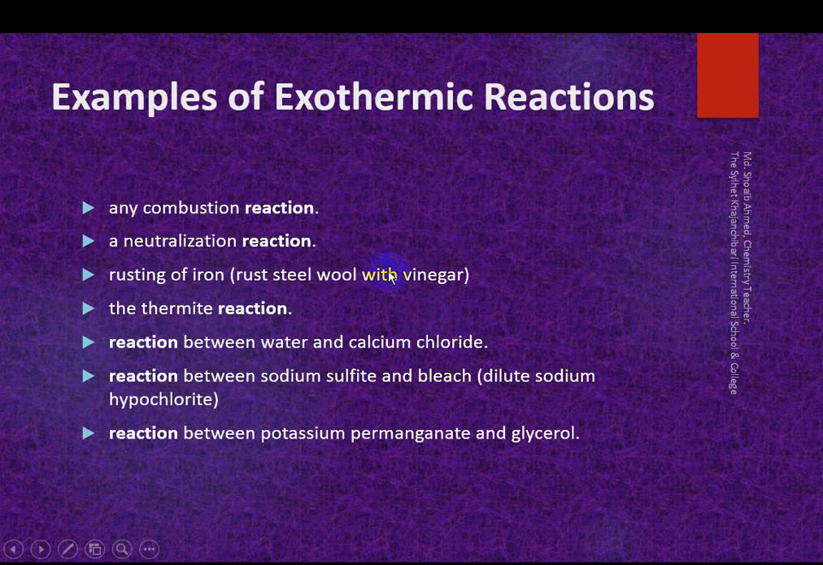Examples of exothermic reactions: any combustion reaction is an exothermic reaction. Any reaction with oxygen is a combustion reaction, like methane, CH4 plus oxygen; C2H6, ethane, plus oxygen; carbon plus oxygen. All combustion reactions are exothermic reactions. In these reactions, energy is released to the surroundings and the surrounding area becomes hot.